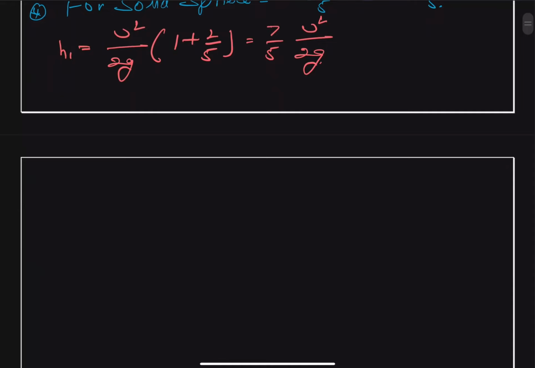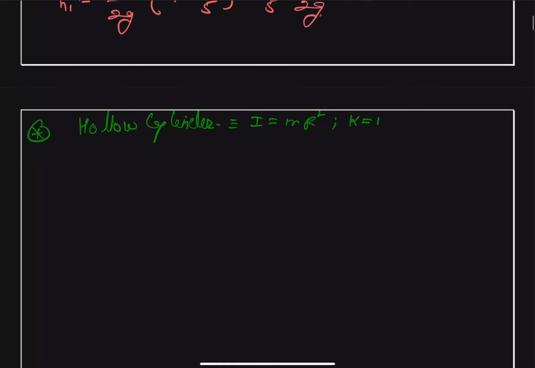And the next object is our hollow cylinder. For the hollow cylinder, the moment of inertia is given as m r square, and therefore the value of k is equal to 1, and the height for the hollow cylinder is h2. So we can write h2 is equal to v square upon 2g times (1 plus 1), which comes as 2 v square upon 2g. Now we can find the ratio.